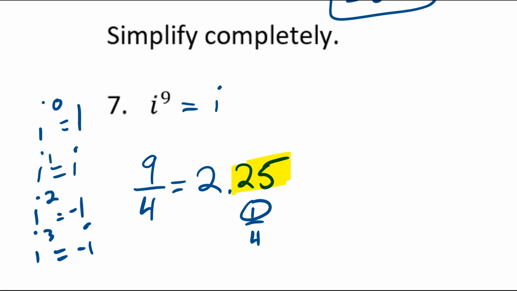That 1 represents the exponent of what I'm going to reduce it to. So i to the 9th is the same thing as i to the 1st, which just simplifies to i. So you're always looking for the remainder, and that's going to tell you which one of these to use. You can never have a remainder more than 4, because then it would just go in one additional time.